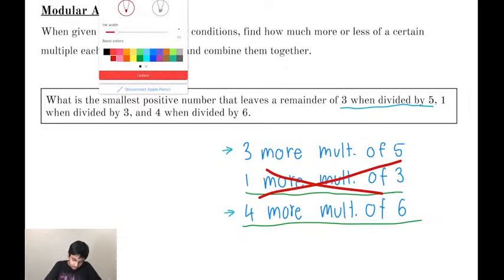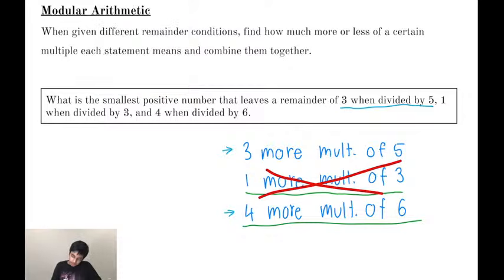So that means it's going to be 2 less than a multiple of 30. And what does that mean? We want to find the smallest positive number that's 2 less than a multiple of 30. That's just going to be 30 minus 2, or 28.